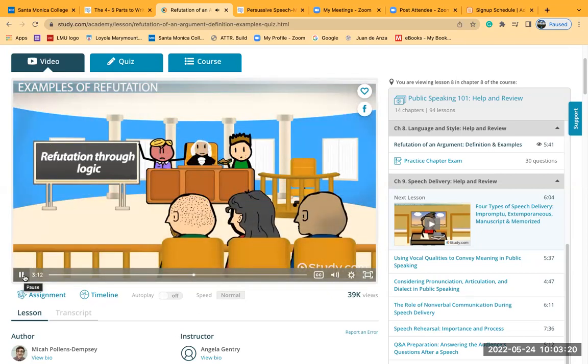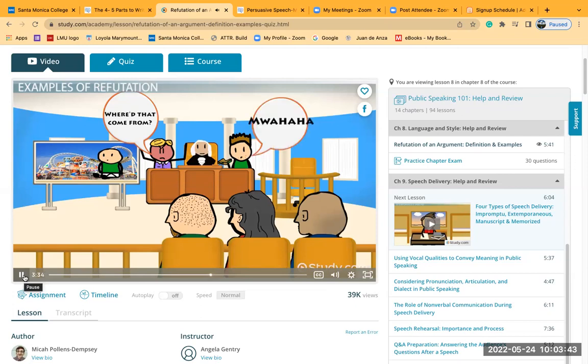Second, refutation through logic. Refutation through logic is perhaps the strongest and most persuasive form, because it essentially deconstructs the opponent's argument and proves it to be a logical fallacy. This can be difficult to do successfully because most skilled writers and rhetoricians will have already examined the validity of their arguments before presenting them. However, it is possible, so let's check out an example of this.